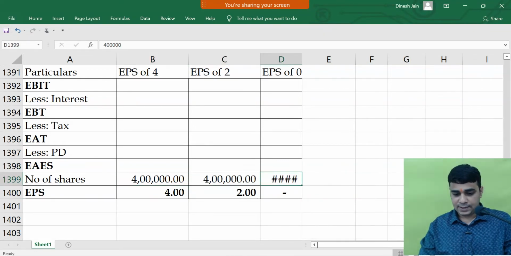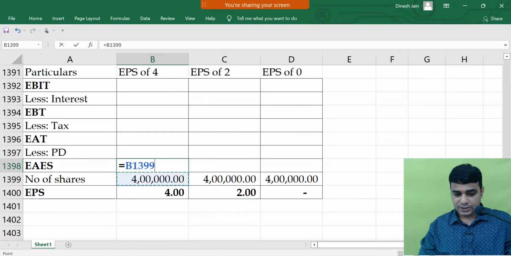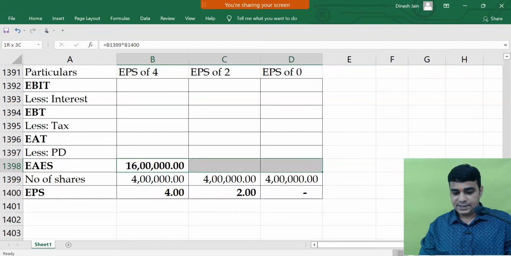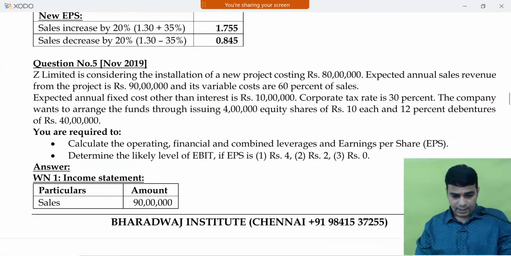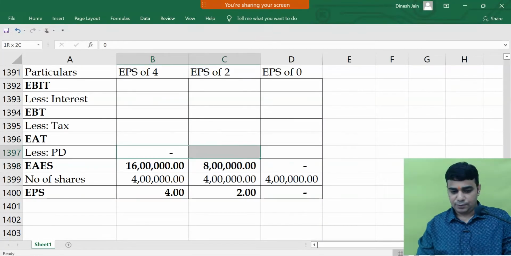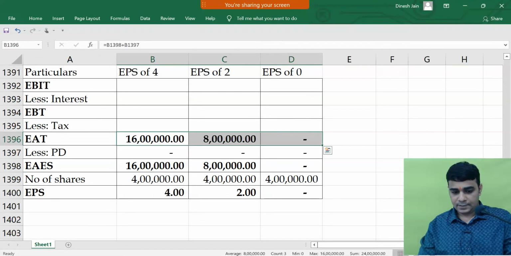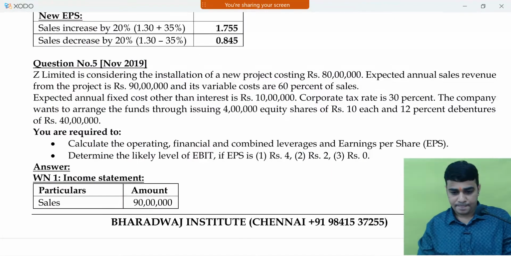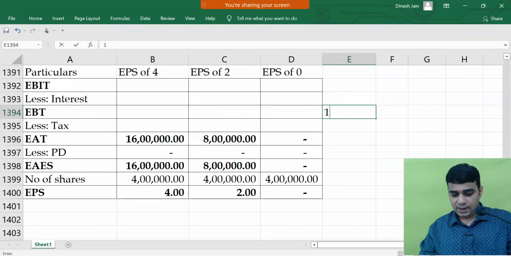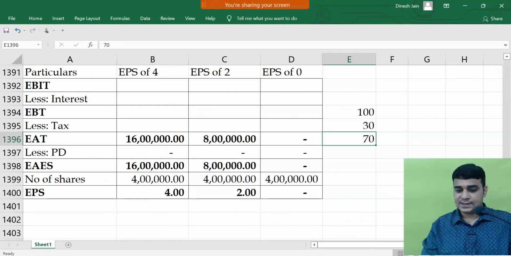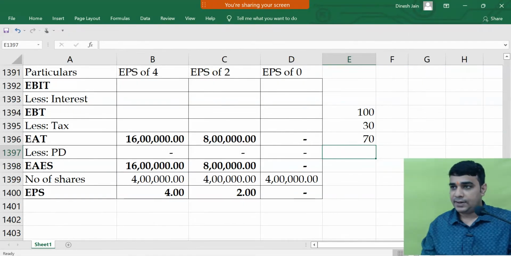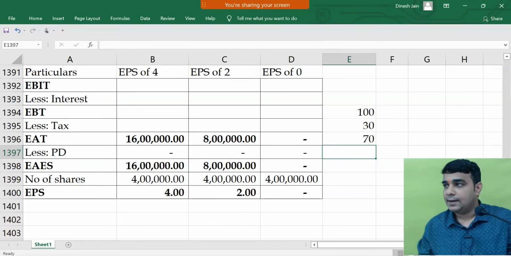So you reverse work and get to the earnings available to equity shareholders: 16 lakhs, 8 lakh and 0. I don't think preference is there, so that is the EAT. The tax rate given in the question is 30%, so this is 100, tax is 30 and this is 70. Your earnings before tax is 100, tax is 30%, earnings after tax is 70.